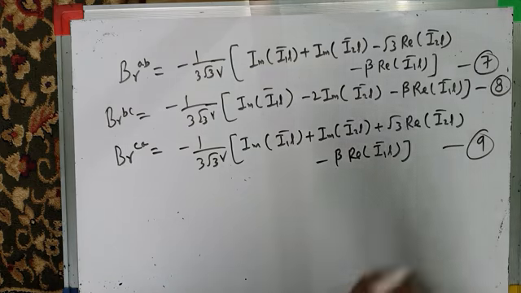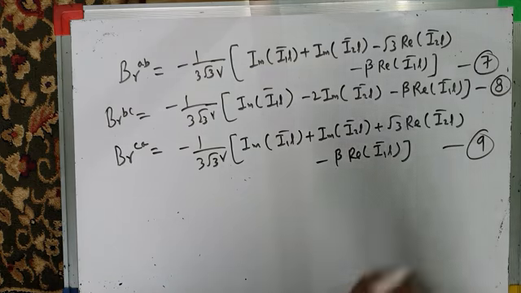At the beginning of the lecture itself, we have written this matrix and written the sequence components of currents in terms of load currents. So it is now very easy for you to find these susceptances in terms of actual load currents, because in these equations you have positive and negative sequence components of currents. As per these equations, you can write them in terms of load currents, and hence you will get all the three susceptances in terms of load currents.